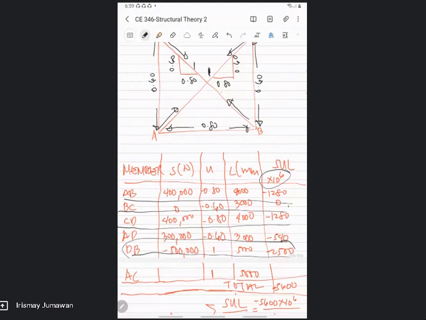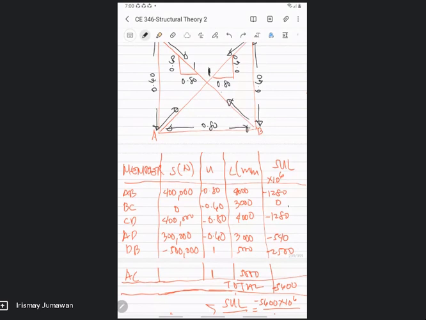So you have 540. Okay, for the member DB, you have negative 500,000 times 1 times 5,000. So you have negative 1,200. For the member AC, since you don't have the value for S, so don't include it in your computation. So again, we will check. This is 1,280 plus 1,280 plus 540 plus 2,500. So that is negative 5,600 times 10 to the 6.